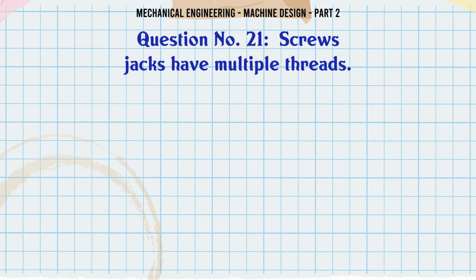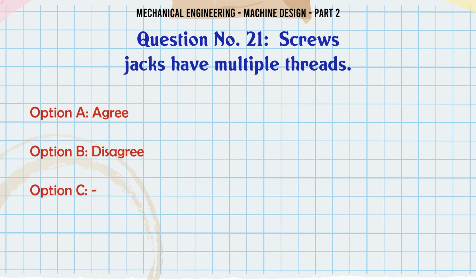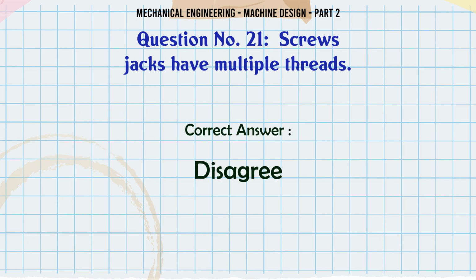Screw jacks have multiple threads. A. Agree. B. Disagree. C. D. The correct answer is disagree.